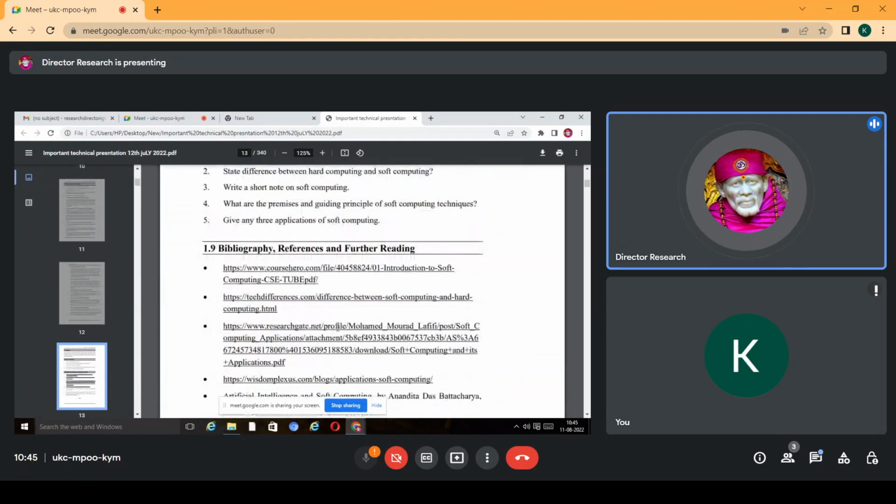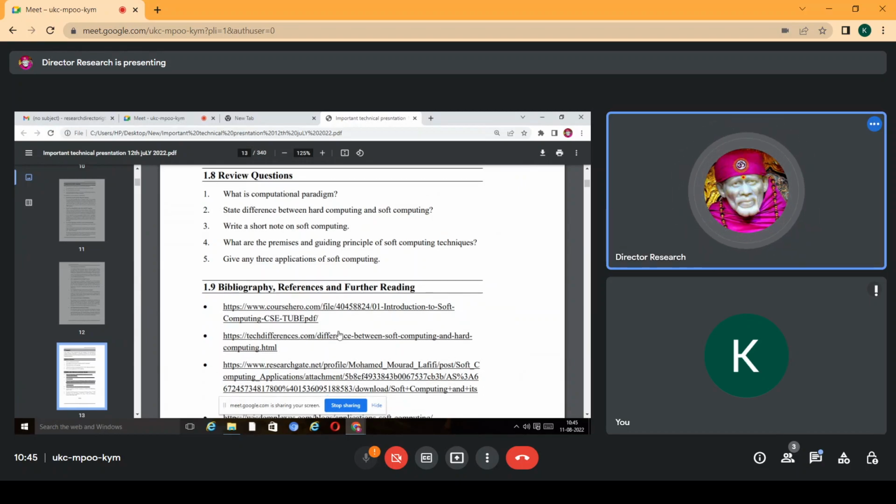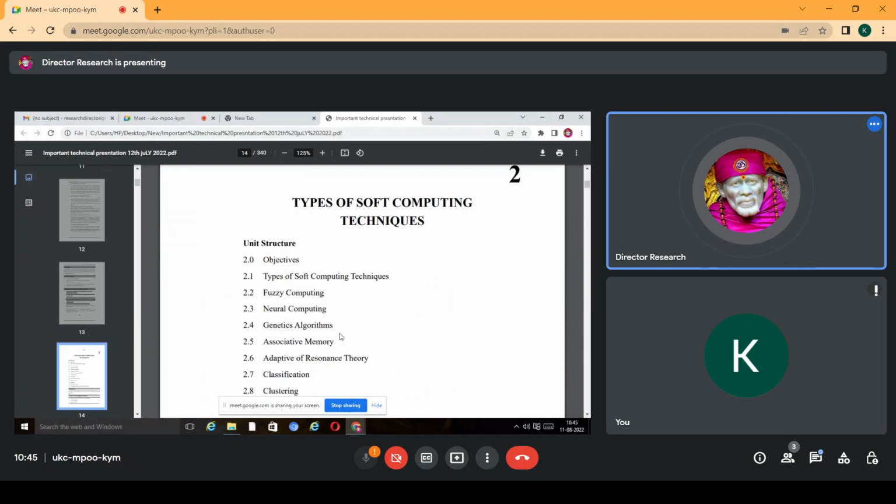You must know about what is computational paradigm, state the difference between hard computing and soft computing, write short notes on soft computing, what are the premises and guiding principles of soft computing, techniques, and give any three applications of soft computing. You must know about that.